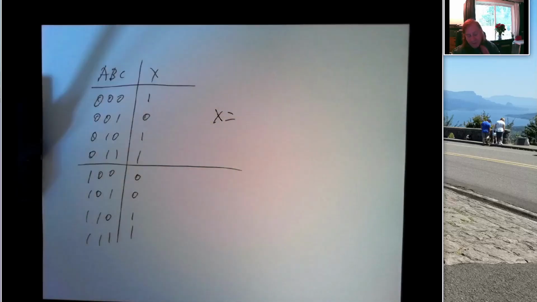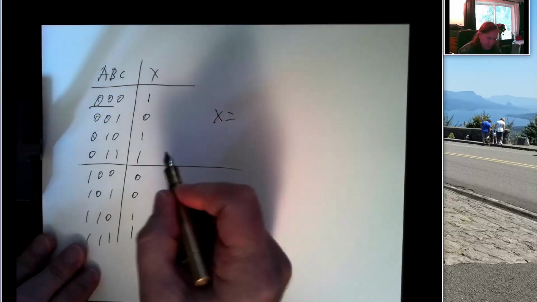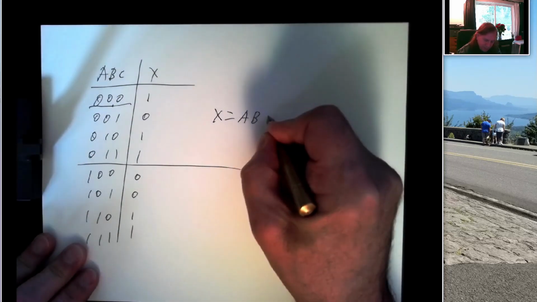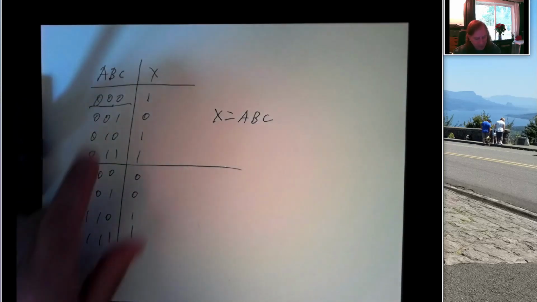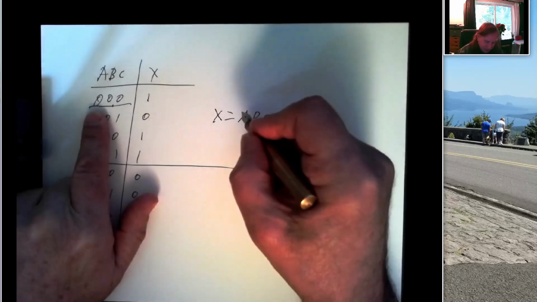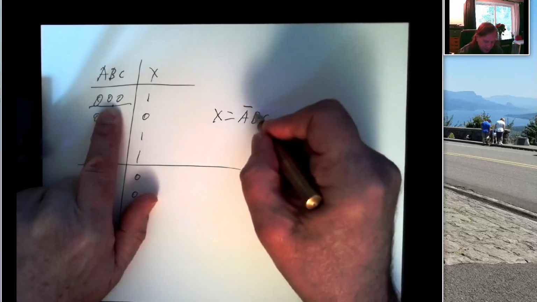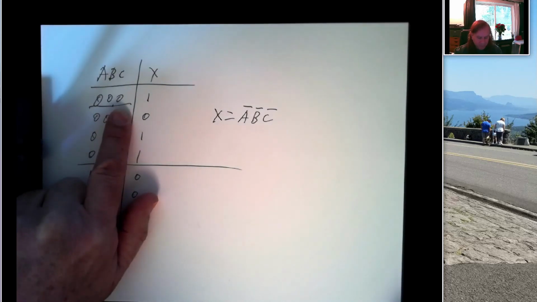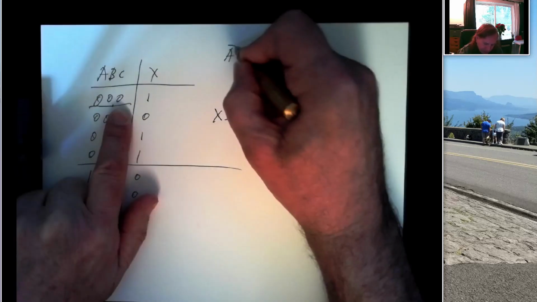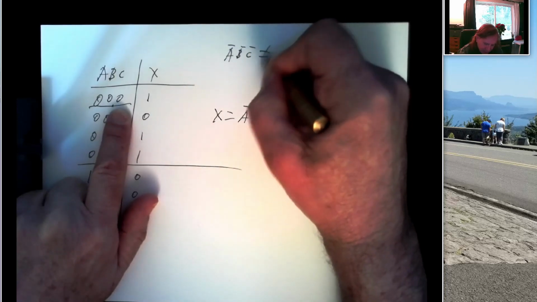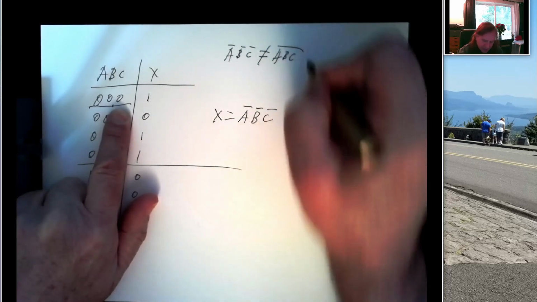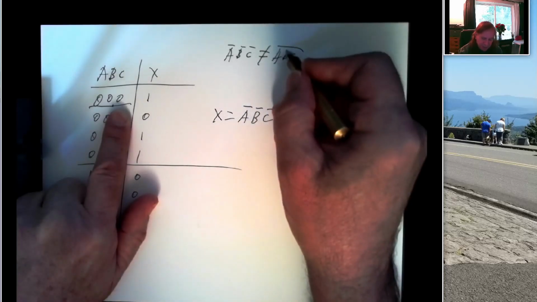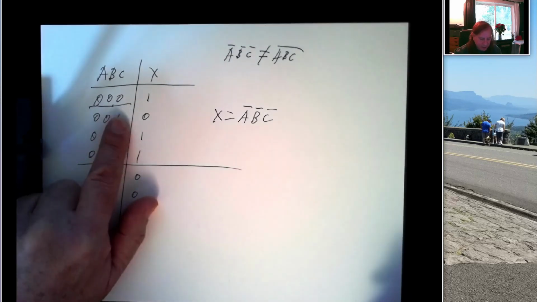So here's how we do this. First of all, find each row where x should be a 1. And we're going to write down some kind of product involving A, B, and C. But if we want the value of A to be a 0, put a bar on top. Want B to be a 0, put a bar on top. Want C to be a 0, put a bar on top. And by the way, this is not the same as this. So if you're doing this, make sure there's a space in between those bars, otherwise it looks like this, and you've got a different equation.